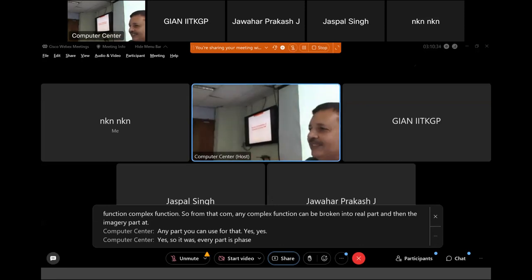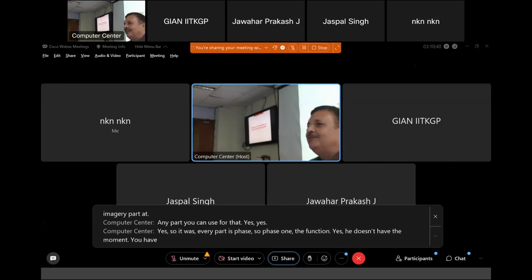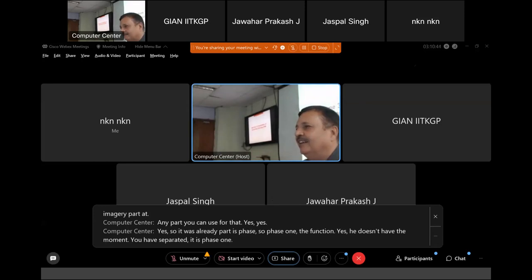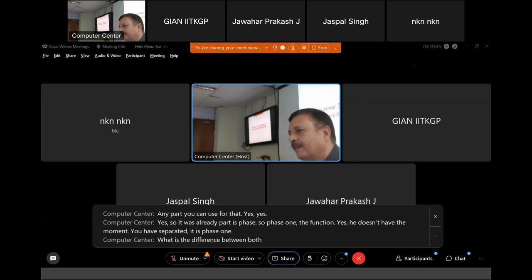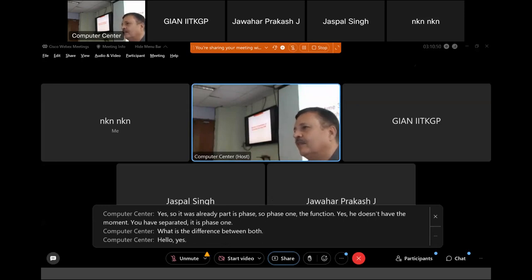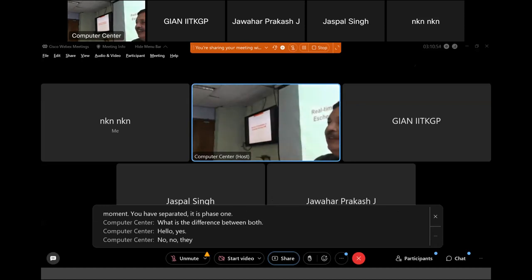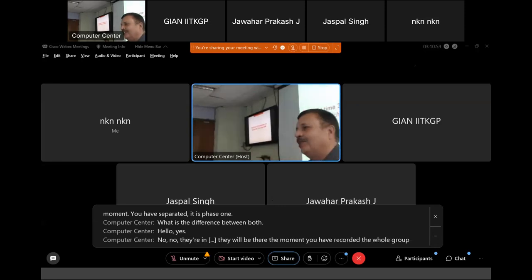So phase only function. The moment you have separated, it is phase only. What is the difference between making it from a complex hologram and the equivalent phase only? Which one is better? They are inherent, they will be there. The moment you have recorded the hologram, it has both the components.